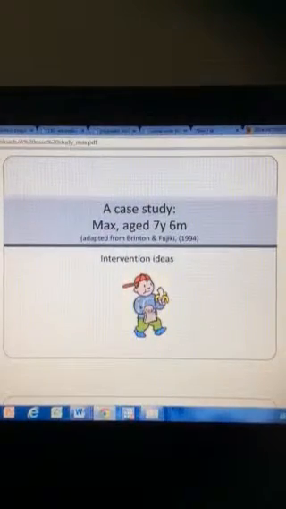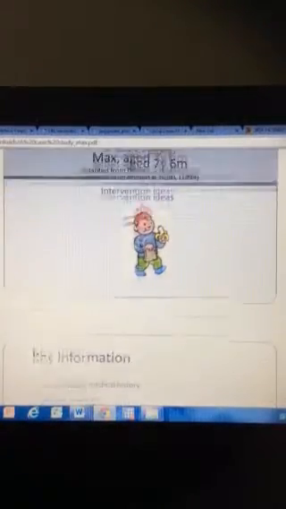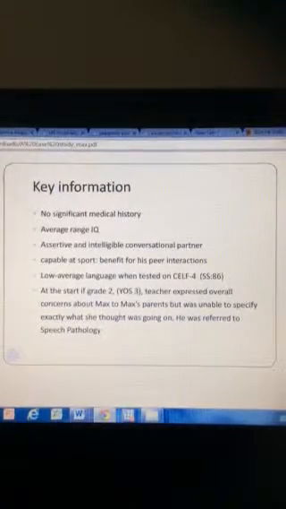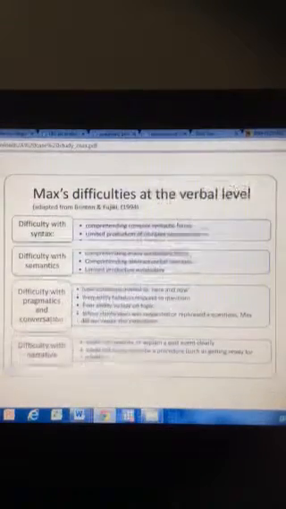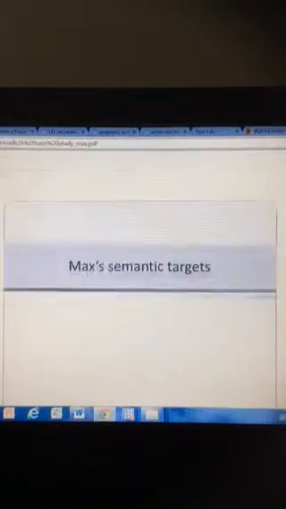So you can have a look through the file and work through the tasks, but just as a brief intro, you're given some information about maths, medical history, IQ, language history and so forth, and then opportunities for you to think about what types of service delivery you would provide and what intervention targets you'd like to improve on. So please just start with those 3 slides first, and then you can move on to getting a little bit more specific. So it does ask you to think about the semantic targets and how you might build his lexical development.